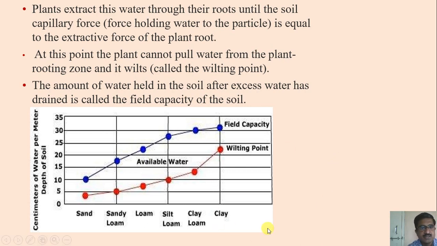So here you can see a graph has been shown for different types of soil, and the centimeters of water per meter depth of the soil have been shown in terms of the field capacity. The line in blue color is the field capacity, which is above the wilting point, the line in red color. For sand, you can find the field capacity is less. On the contrary, where the cohesive forces are there in the clay soil, the field capacity is more.